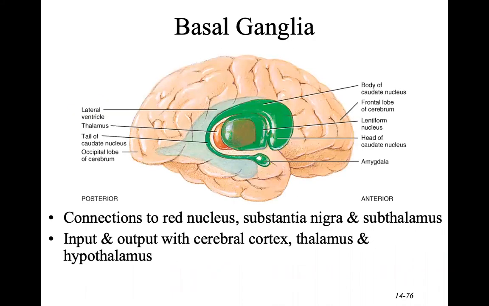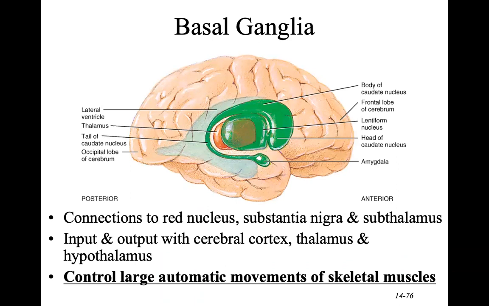Okay, you didn't hear me mention the basal ganglia very much. The basal ganglia is a very, very complex area, deep near the diencephalon of the brain. All you really need to know about the basal ganglia is that it's really involved in controlling large automatic movements of skeletal muscle. Let me give you an example.